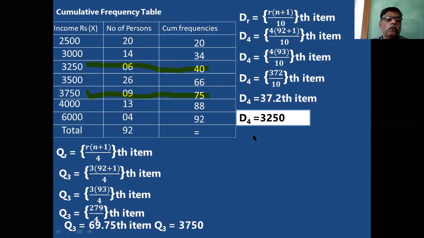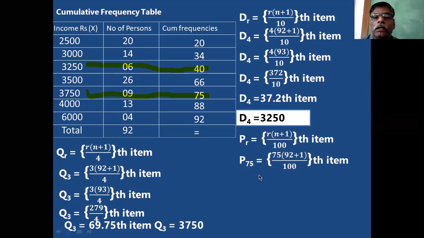Next, they ask to calculate the percentile. The percentile equation is PR, the Rth percentile: R into n plus 1 divided by 100 item. Then here we have to calculate the Rth item. Sorry, I calculated the 75th percentile. Just a minute, I will change it.